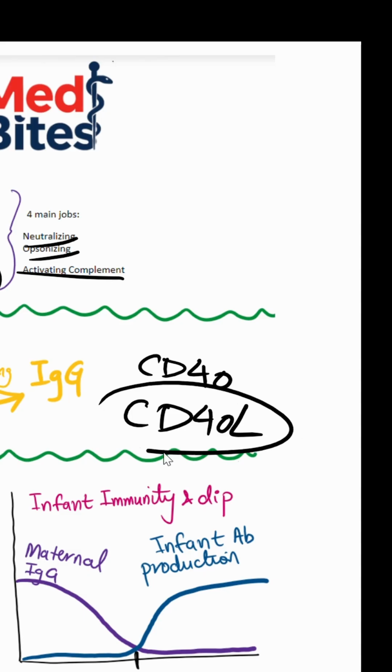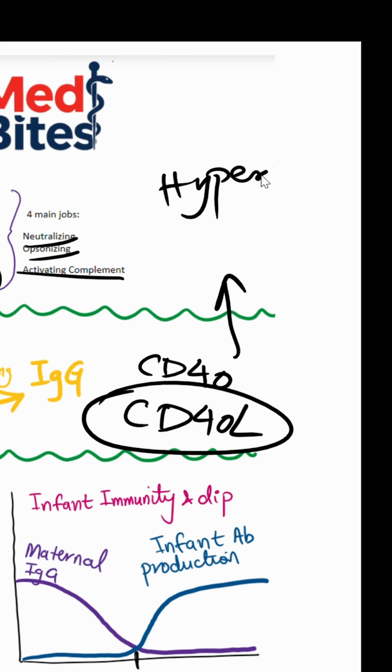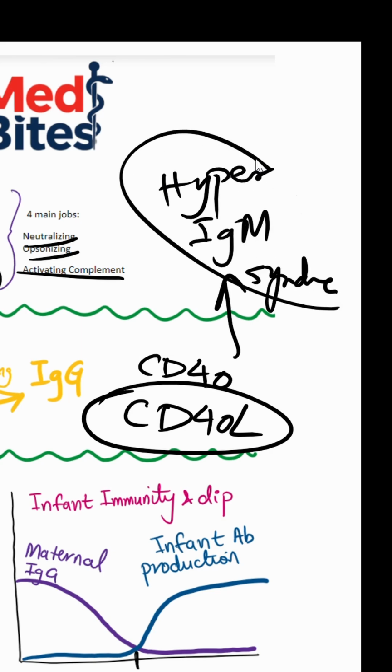If you lose the CD40 ligand, you get a syndrome called Hyper-IgM Syndrome. What this presents is basically a ton of IgM in the blood, but basically no IgG, no IgA, and no IgE antibodies at all. It's just flatline.